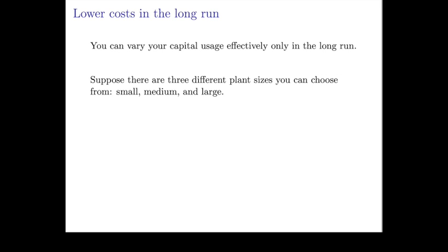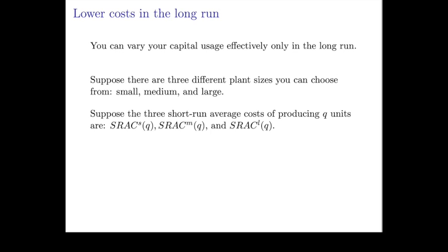So let's look at a very simplified example where you could pick between three different levels of plant size. So you can pick between small, medium, and large plant size. And based on the size of plant that you decide to build, you're going to have a different average cost in the short run. So you're going to have the short run average cost for the small plant size, the short run average cost for the medium, and the short run average cost for the large plant size.